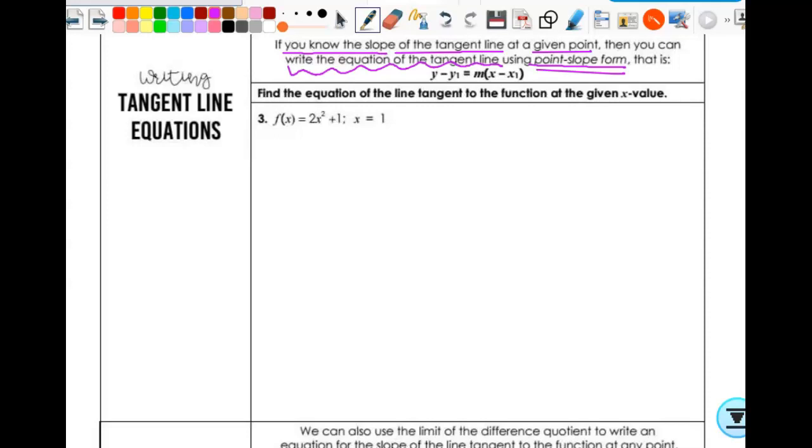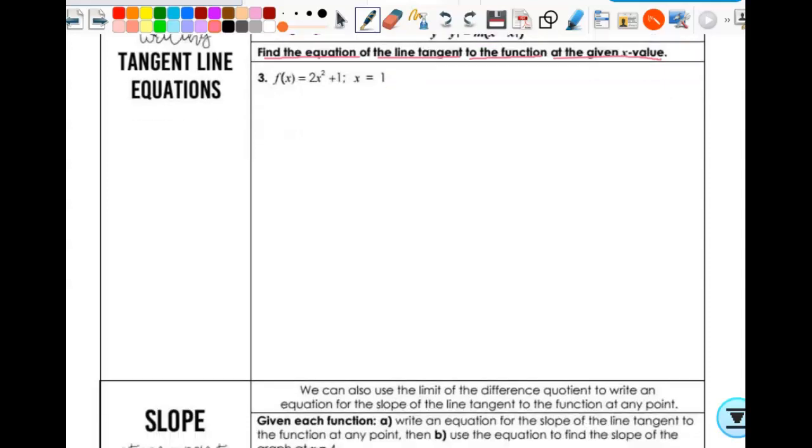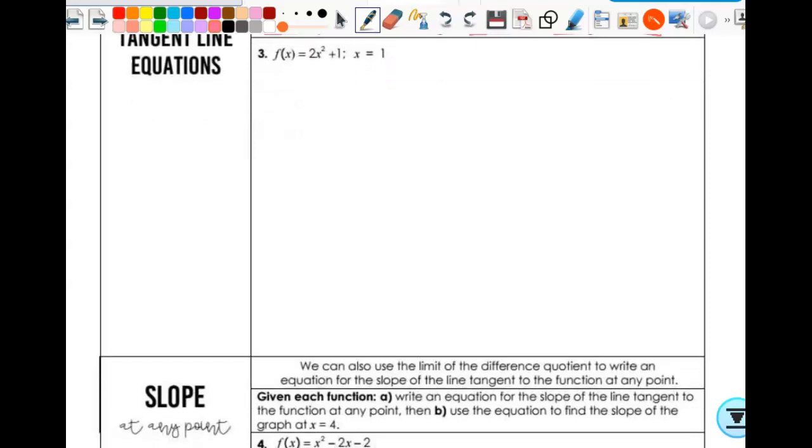Okay, so we want to find the equation of the tangent line, find the equation of the line tangent to the function at the given x value. All right, so in order to find the equation of a tangent line, or find the equation of a line, I need a point and I need a slope, right? I have an x value now. That's really all I have, but we'll figure out the rest as we go. So here's what we've got. We've got the slope. That's what we're going to find first.